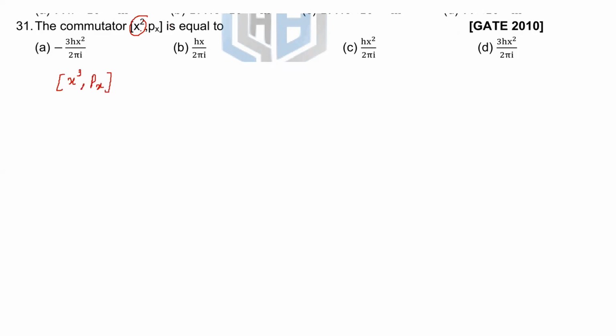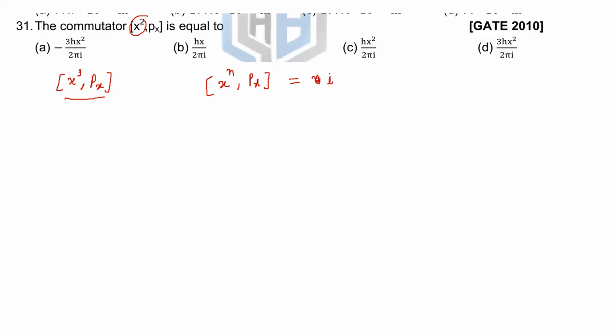Okay, so this is one mistake in this question. The statement is the commutator of these operators is equal to... So students, there is one very good trick to find the answer. Suppose you have x raised to power n and px, and you want to find out the commutator. Then there is a formula that will give you n.